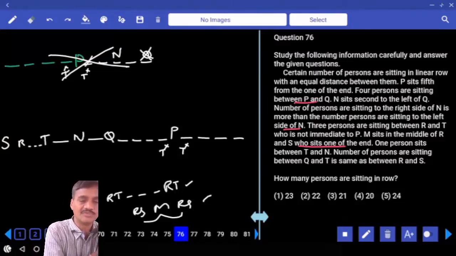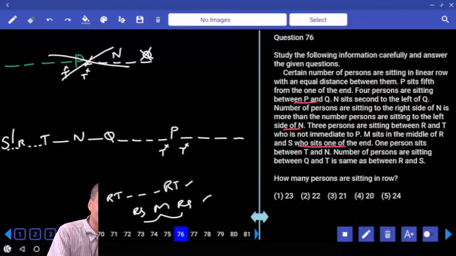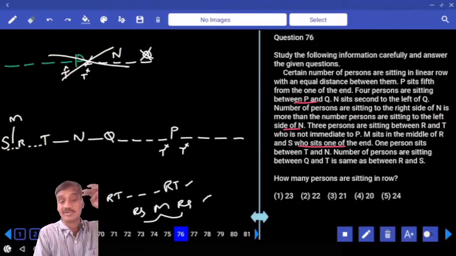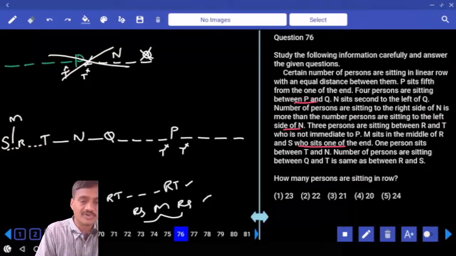Q and T, how many people do we have? 3 people. Hence in between R and S we need to have 3 people. Now out of this, R and S, M is exactly between R and S, M must be here. Clear? M is exactly between R and S. Hence S blank, M blank, R, 3 persons between R and T, 1 in between T and N, 1 in between T and Q, and 4 in between Q and P, and 4 to the right hand side of P.